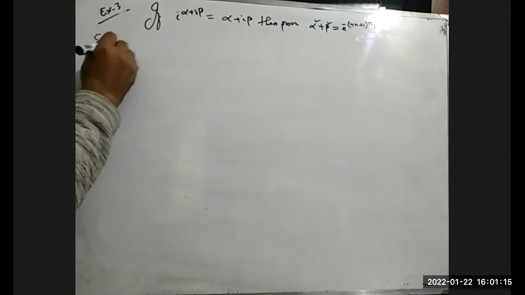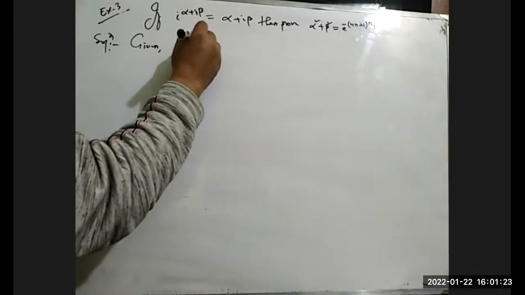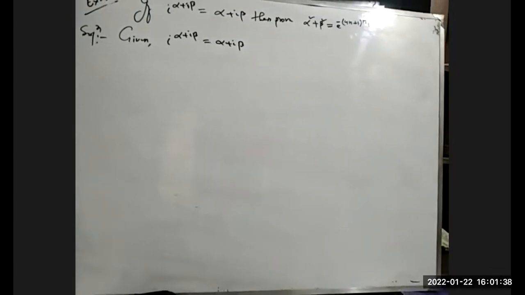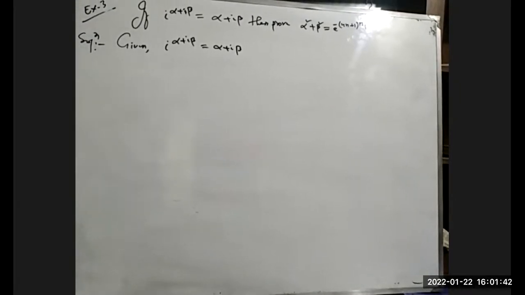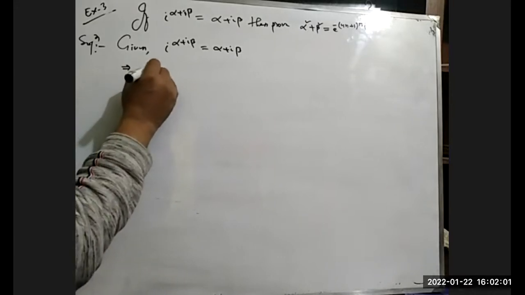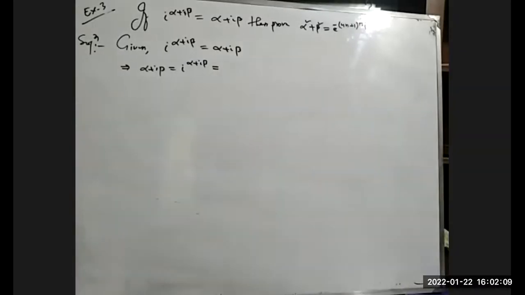Solution. Actually, we are given i to the power alpha plus i beta equals to alpha plus i beta. This is the given condition. We have to prove this result. So i to the power alpha plus i beta is actually a complex number. So from this relation, we can write alpha plus i beta equals to i to the power alpha plus i beta.